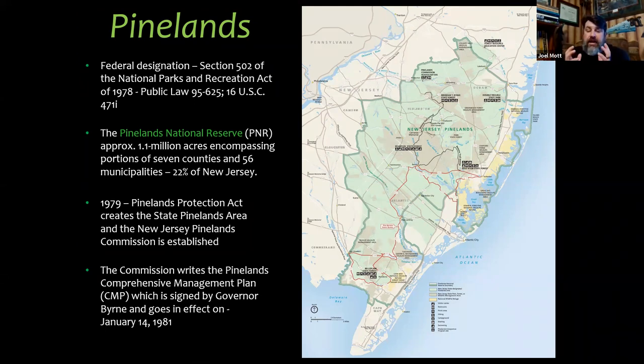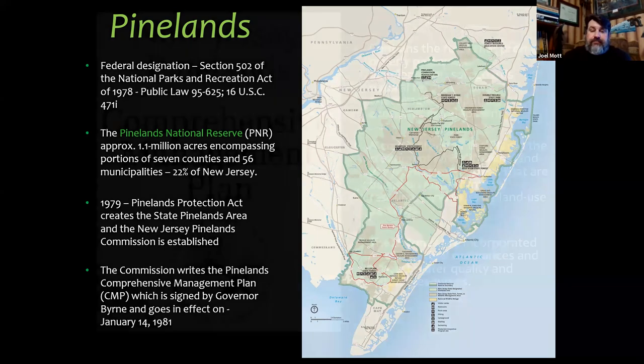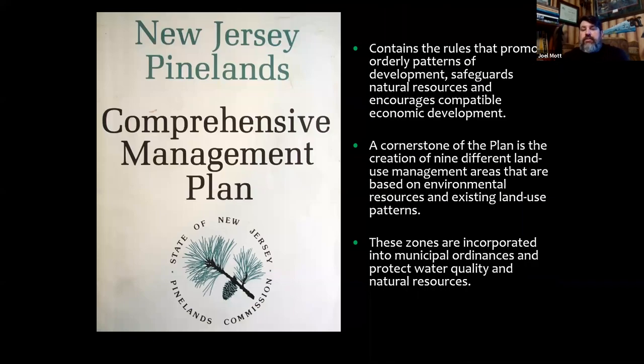And that act put state legislation and created a commission called the Pinelands Commission to create and write a comprehensive management plan. And that went into effect on January 14th, 1981, which is 40 years ago. So 40 years ago, the Pinelands Comprehensive Management Plan, or rules and regulations, were put in place by the state of New Jersey. Here's the original plan.